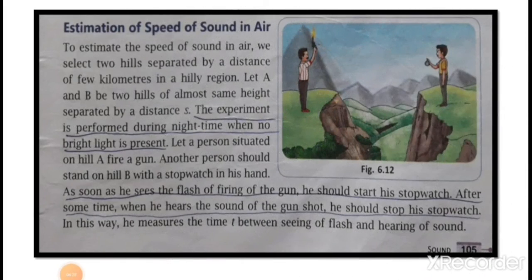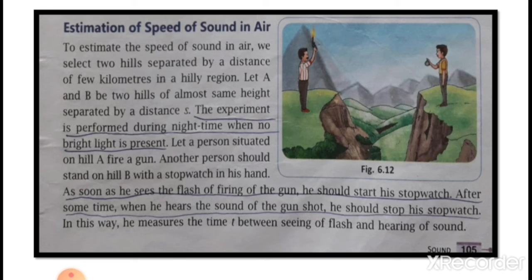For the estimation of speed of sound in air. To estimate the speed of sound in air, we select two hills separated by a distance of a few kilometers in a hilly region. Let A and B be two hills of almost the same height separated by a distance S. The experiment is performed during night time when no bright light is present. So this experiment is done in order to find the speed of sound in air. Okay. So let a person situated on hill A fire a gun.